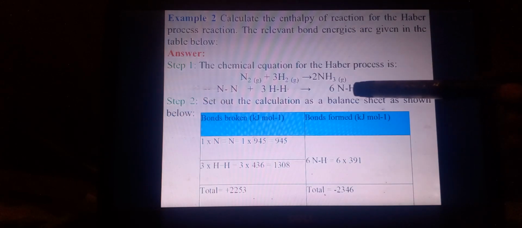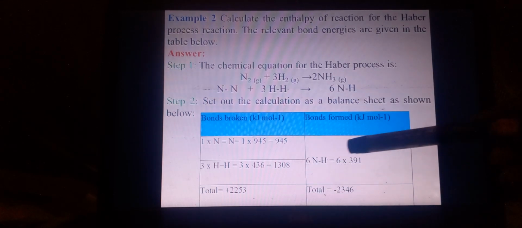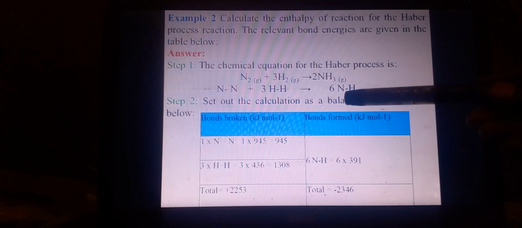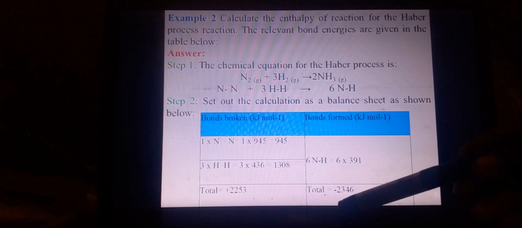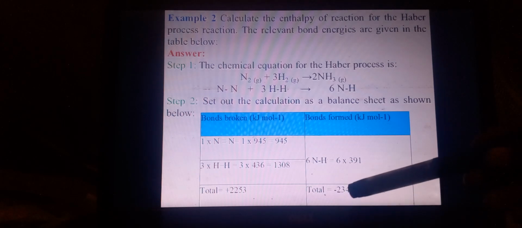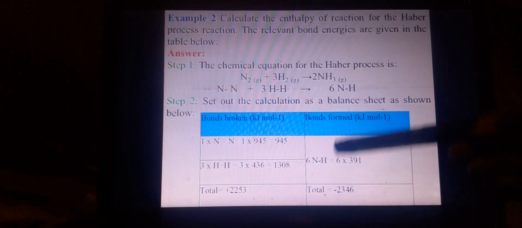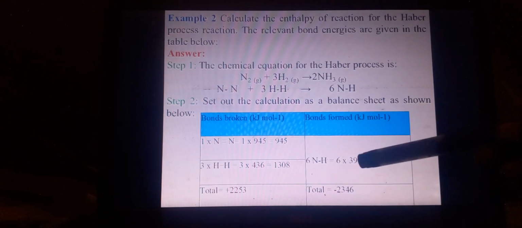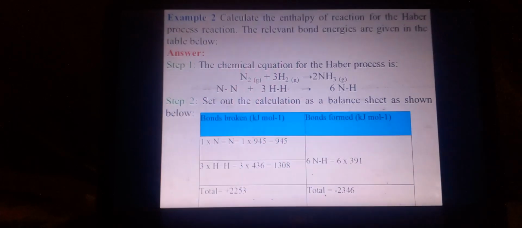Then on the product side, we have 6 nitrogen-hydrogen single bonds. So we take 6 times the amount of heat required to break 1 mole of nitrogen-hydrogen bonds, which is 391 kilojoules of heat. So we take 6 times 391 kilojoules of heat, which will give us negative 2,346. Remember, I'm putting a negative sign because this is an exothermic process, but bond breaking is an endothermic process, so we give it a positive value.